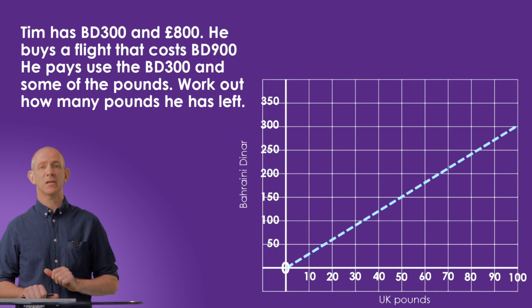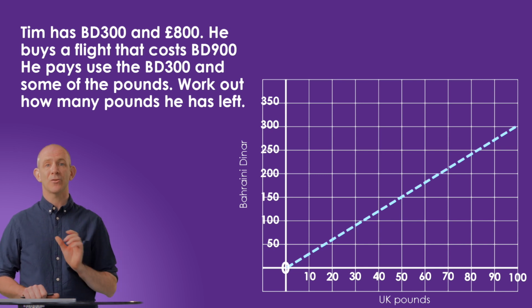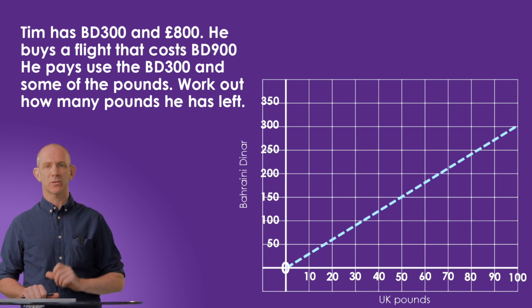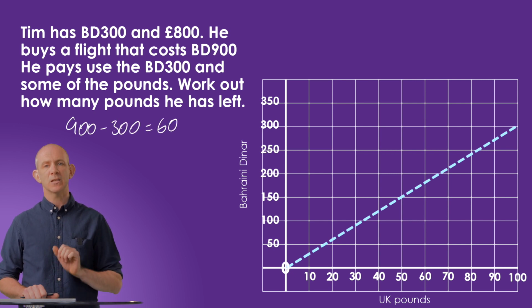In this question, Tim has 300 Bahraini dinar, or dinar for short, and £800. He buys a flight that costs 900 dinar, and he uses 300 dinar and some pounds to pay for it. We're asked to work out the pounds he has left. Let's start by subtracting the 300 dinar from the 900 of the ticket price. This leaves us with 600 dinar left to pay, with the pounds that he's got.